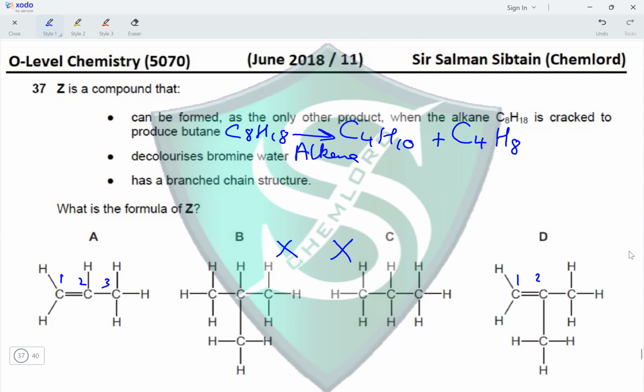D has 1, 2, 3 carbon atoms present in a straight chain and a fourth carbon atom present as a side chain, which means this is a branched alkene, and structure D satisfies all of the points given, making D the correct option for this question.